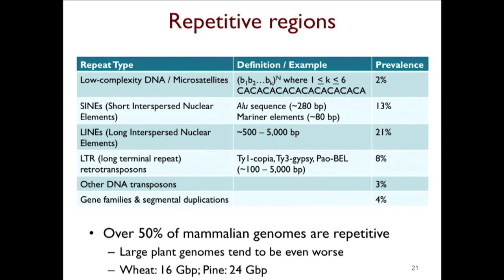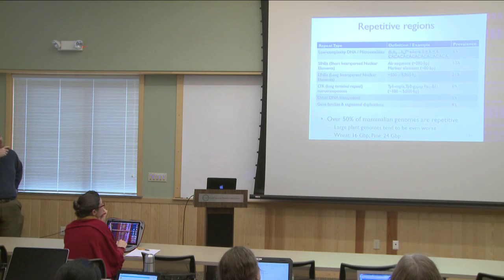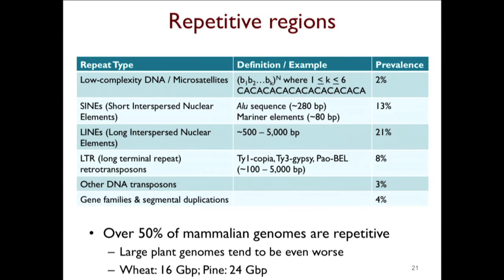So then really, we can get through coverage with money, we can get through errors just by recognizing the patterns that are formed. It's really the repeats that are going to complicate assemblies by far the most. And that's bad news in the sense that repeats are everywhere when we start getting into larger and larger genomes. Something like 50% of mammalian genomes are repetitive. These very large plant genomes that are being sequenced today are much, much worse.